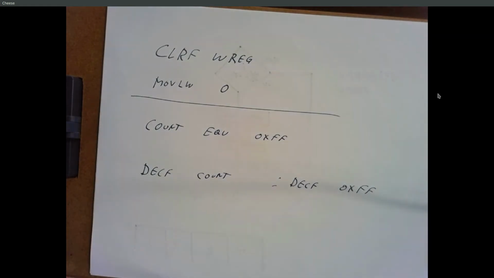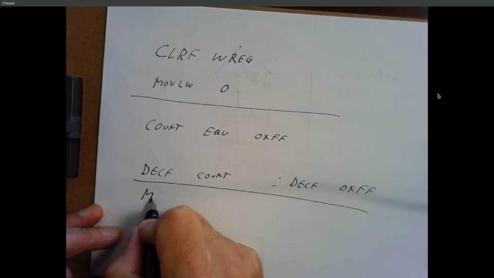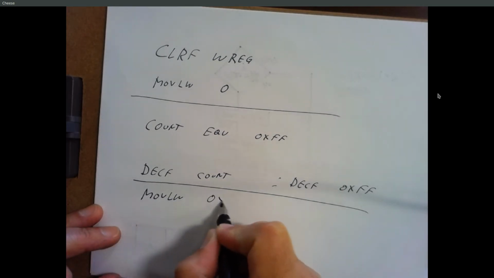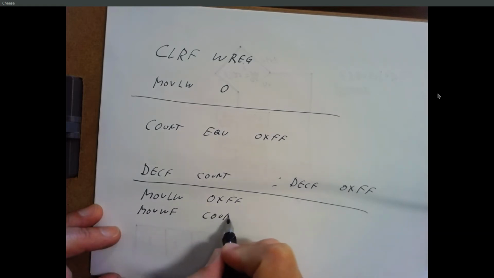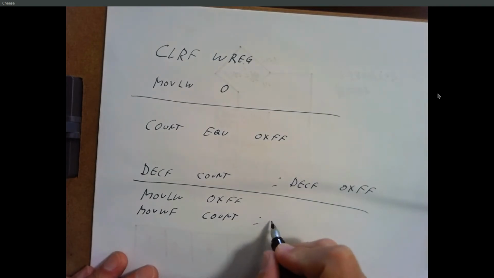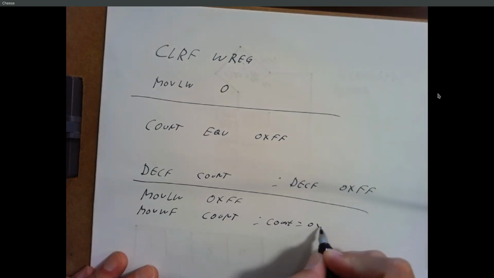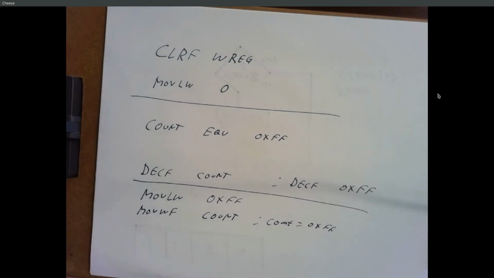What's the value of that file register? No idea. Unless you load a value into it, we don't know what the value is. And this does not load FF into the file register called count. The file register count is stored at location FF in the file register memory, but we haven't put a value into there. If I want to actually load the value FF into there, I need to do something like this. Move the literal value FF into W, and then move W into the file register count. Right, that actually initializes it.